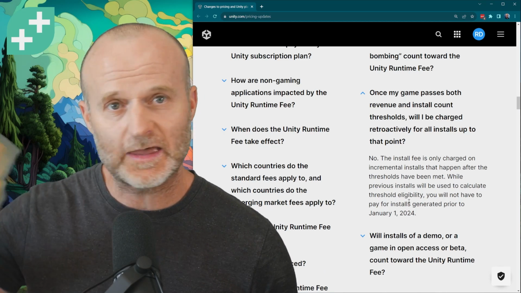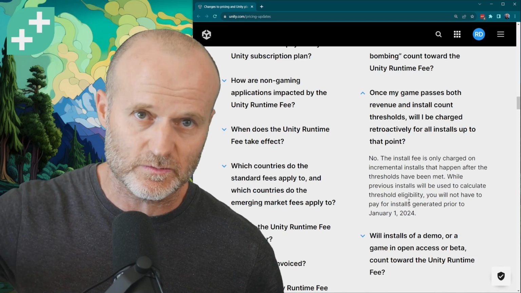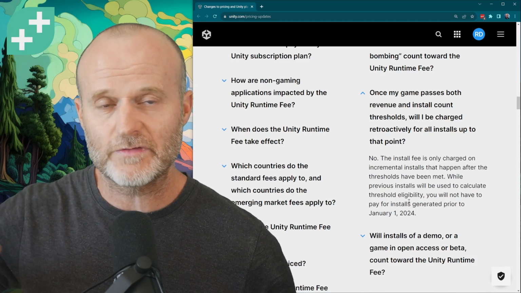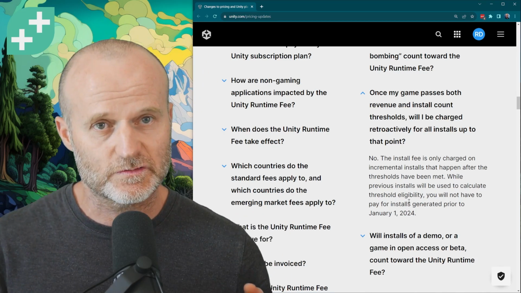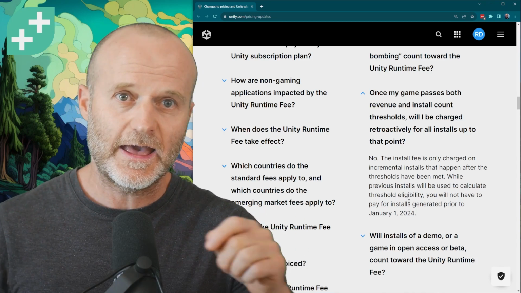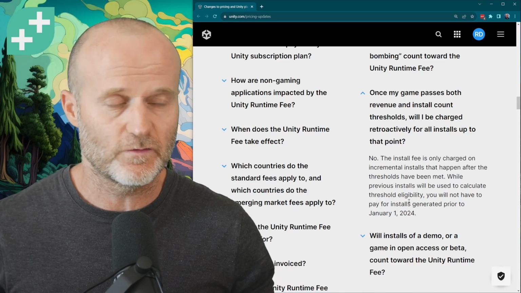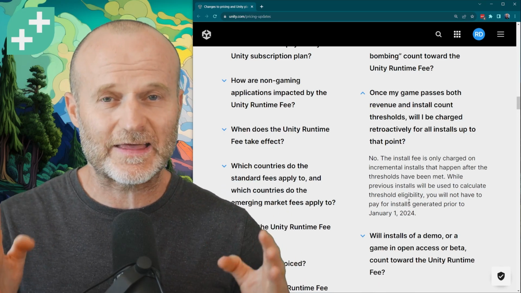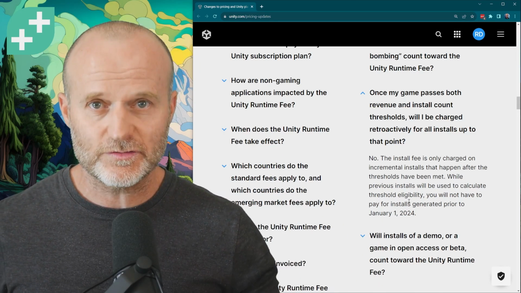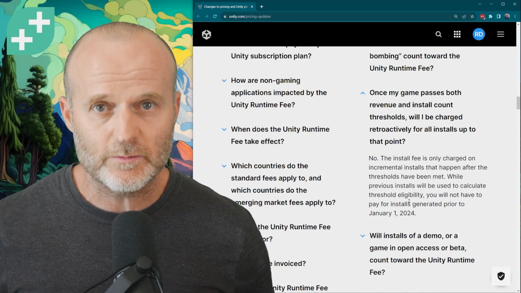This means that if you've got a game sitting out there that's made some money, had some installs, you don't have to pay for all of that in the past. But if it's reached those criteria and you are making money on it moving forward, then you'll have to start paying moving forward. So there's clarifications like that that I urge you to go have a look at, understand fully, research it, read about it, understand it.